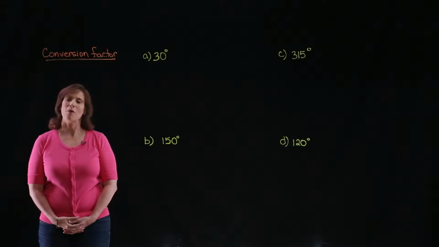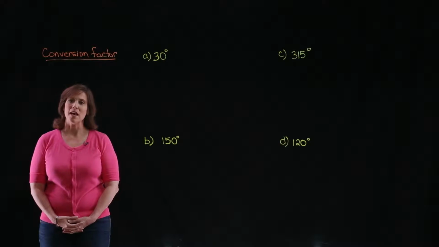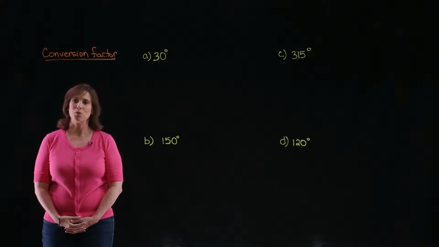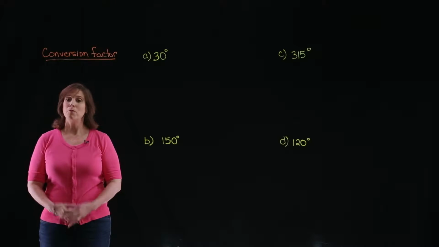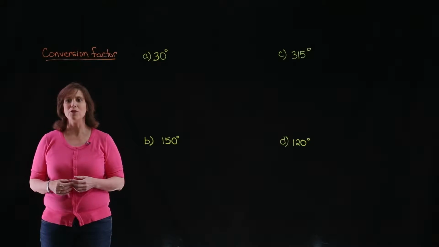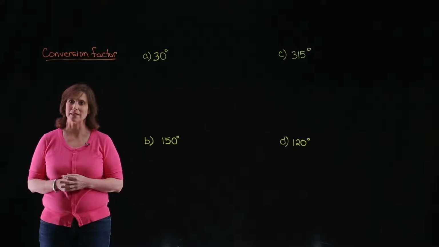When we measure angles, sometimes we measure the angles in degrees and other times in radians. In this particular problem, all of our angles are measured in degrees, but we would like to convert them to radian units. So before we begin, we need a conversion factor. How do you go from degrees to radians?